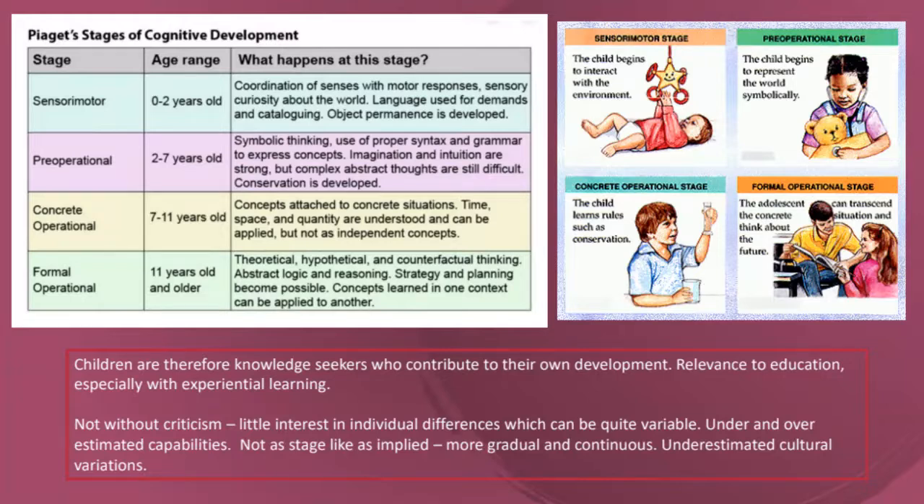But again, he has a lot of criticism for his theories. He's very much that all children everywhere go through these stages, and he doesn't really look too much at the individual differences, which can be quite variable. In a lot of cases, he either underestimated or overestimated the capabilities of the child. We've also seen that it's not quite a stage like he implied. It is more gradual and continuous. And he also didn't acknowledge cultural variations with his theory. But that is Piaget's stages of cognitive development, and you need to know what those stages are and to understand what actually happens at each stage.